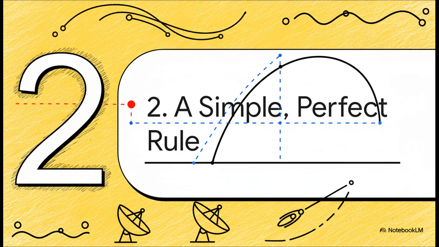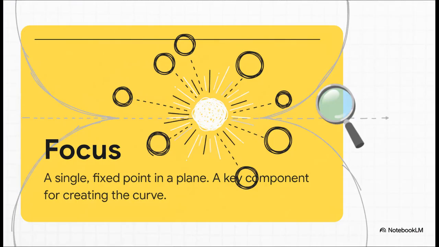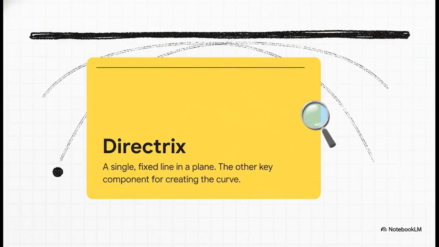And the beautiful thing here is that the parabola is born from a super simple relationship. You just need two basic ingredients to make one. So, let's meet them. First up, ingredient number one. Just imagine a single fixed point floating in space. We're going to call this point the focus. Think of it as our anchor point. Okay, ingredient number two. Imagine a single fixed line floating nearby. This line is our directrix. So that's our setup. A point and a line. These are our two key players.